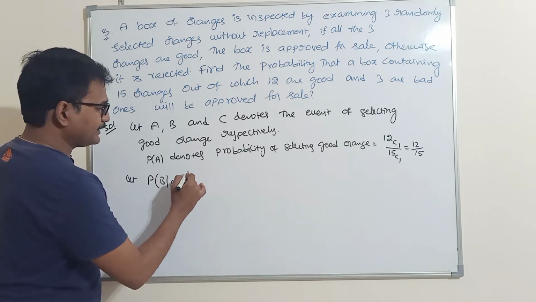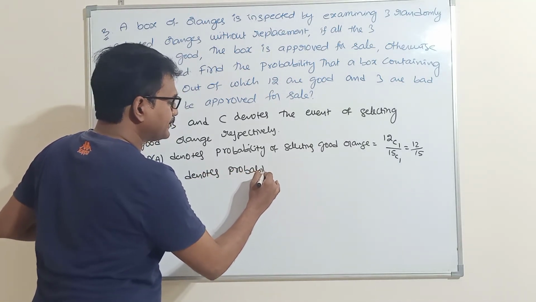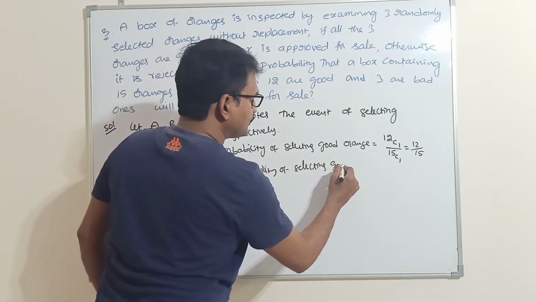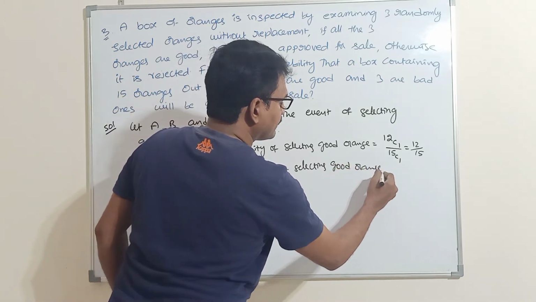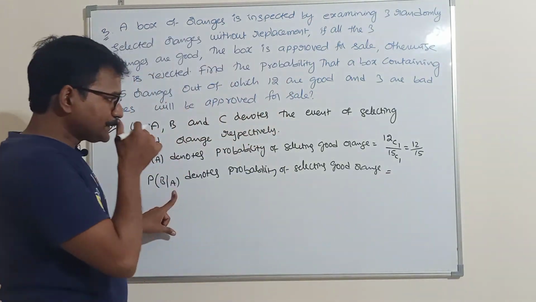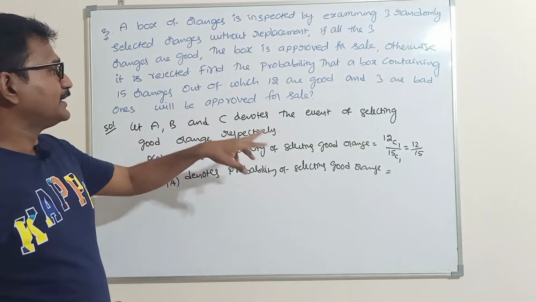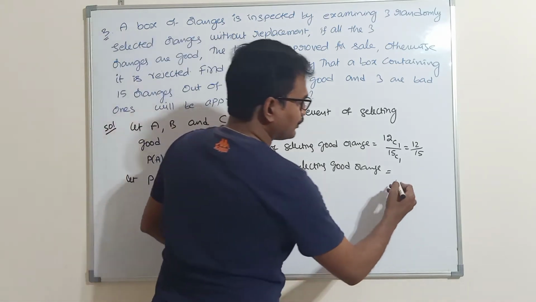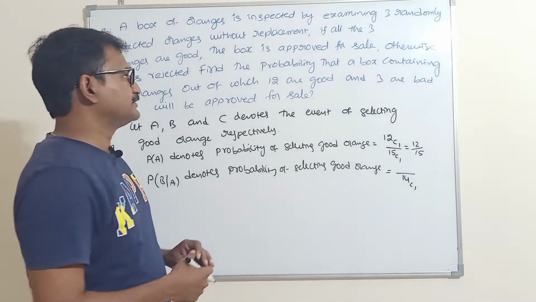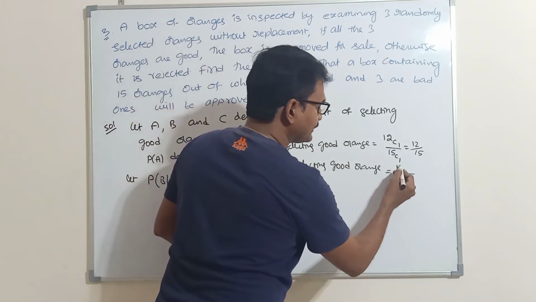So P of B given A denotes the probability of selecting a good orange after the selection of event A. So without replacement we are doing. After selection of the first orange, without replacement, how many oranges are still in the box? 14 oranges. So out of 14 oranges you are selecting one more good orange. Out of 12 good oranges, already one is selected. How many are still there? 11 oranges. So that's why it is 11C1.